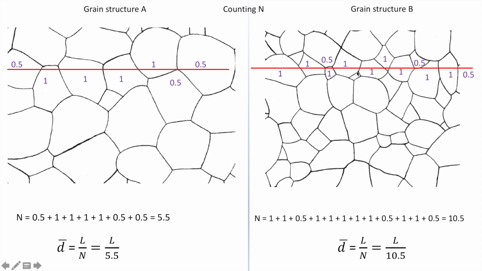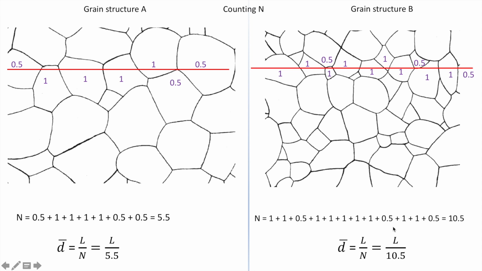So again, we'll go through a series of counting how many intercepts there are to this red line. So we've got 1 there, 1 there, 1 there, another tangent 0.5, 1, 1, 1, 1, another tangent 0.5, a full grain, and a grain that terminates somewhere where we just can't see. So we'll call that 0.5. And so if we add all these numbers up, that comes to 10.5. Again, we can say that the average grain size is the length of the line divided by N. So in this case, it's L over 10.5.